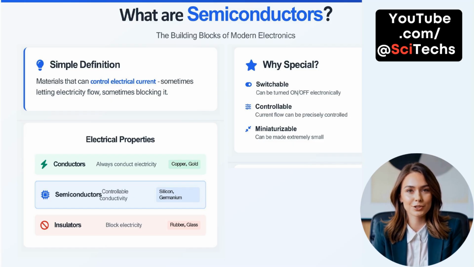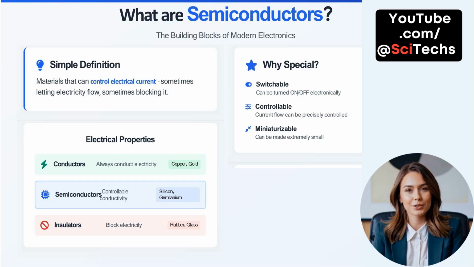What are semiconductors? Semiconductors are materials that can control electrical current, acting either as conductors or insulators depending on the conditions. This unique behavior sets them apart from traditional conductors like copper and gold, which always allow current to flow, and from insulators like rubber and glass, which block electricity entirely. Silicon and germanium are common examples of semiconductors due to their ability to toggle between conducting and insulating states.